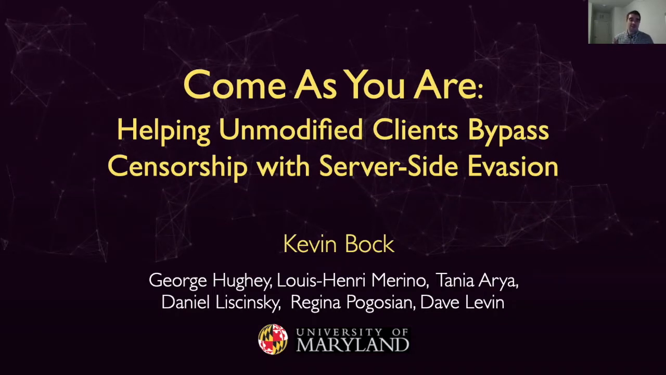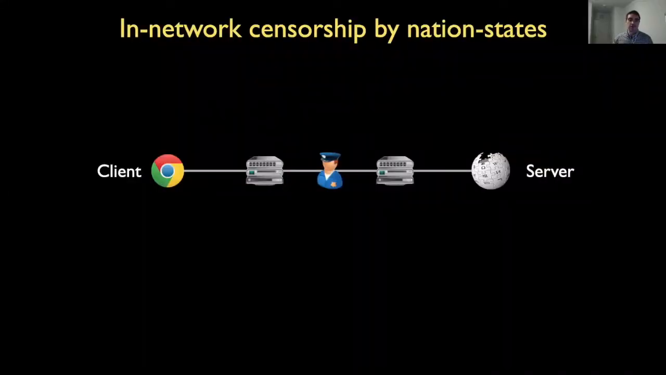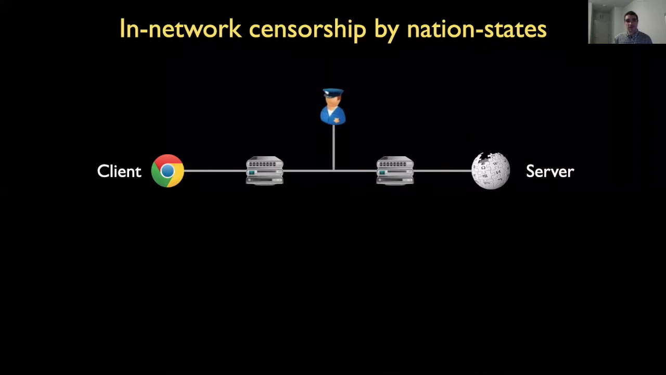So today I'm going to be talking about censorship, and specifically a new form of censorship evasion that we've been working on, server-side evasion. Before I get into this, I'd like to give you a quick background on in-network censorship done by nation states. There are many types of censorship that operate around the world today, and I'm going to be talking about the automated form that operates within the network. Some nation states operate censorship like this, where they're physically in the path. Other nation states operate censorship like this. So instead of being in the path, they're on the path.